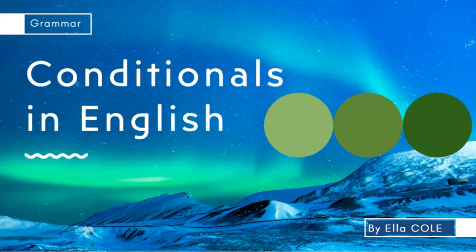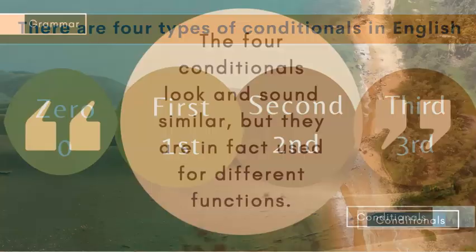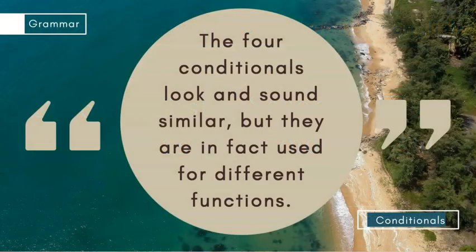Hi everyone, this is a short video about the conditionals in English. There are four types of conditionals in English. We have the zero conditional, the first conditional, second conditional, and the third conditional. The four conditionals look and sound similar, but they are in fact used for different functions.